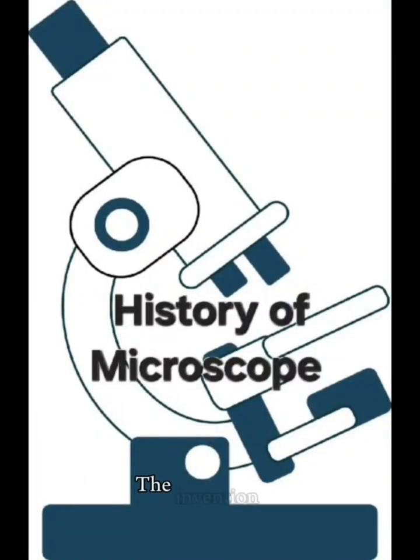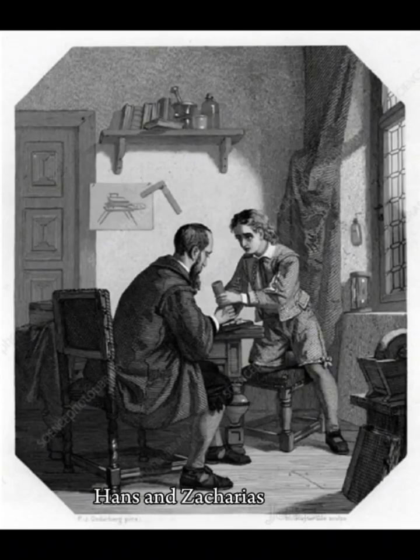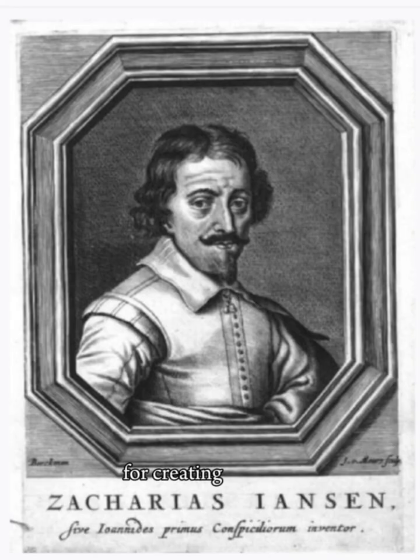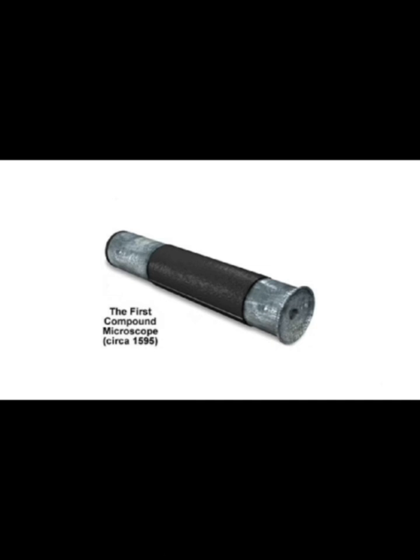Today we will be talking about the history of the microscope, and the types of optical and electron microscope. The invention of the microscope dates back to the late 16th century, with the Dutch spectacle makers Hans and Zacharias Janssen credited for creating the first compound microscope around 1590.